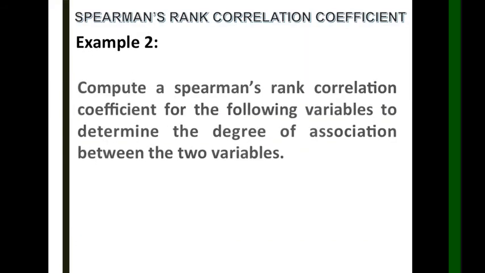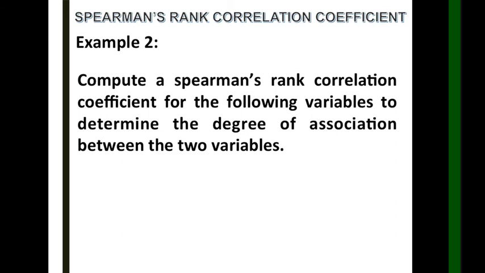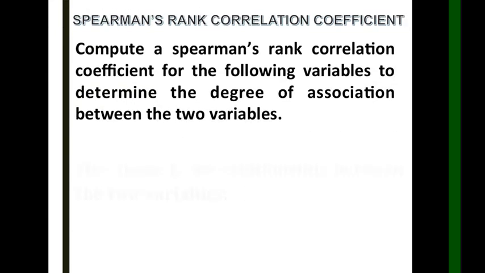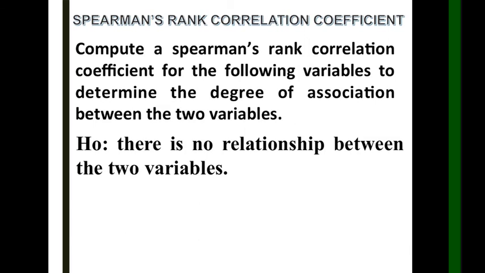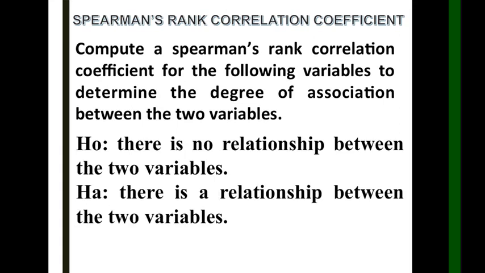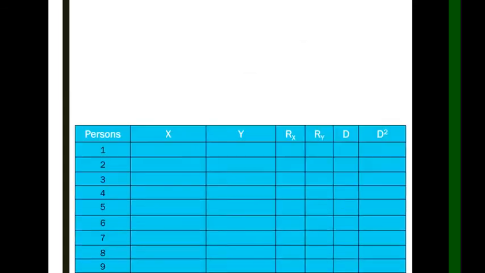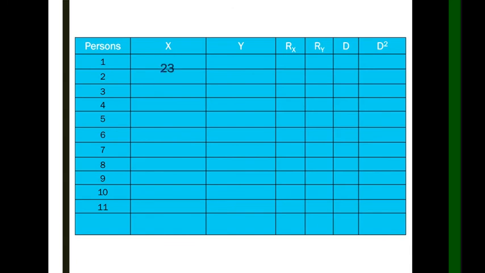Another example, compute a Spearman's rank correlation coefficient for the following variables to determine the degree of association between the two variables. So here, the H0 or the null is there's no relationship between the two variables, and HA is there is a relationship between the two variables. What are these two variables? So we have X and Y, and we have 11 persons or populations. So here are the values of X and Y.